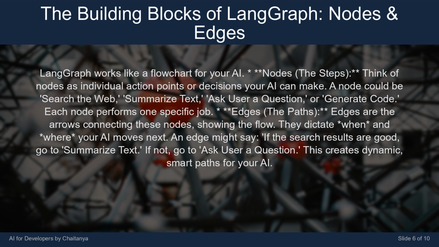Edges: the paths. Edges are the arrows connecting these nodes, showing the flow. They dictate when and where your AI moves next. An edge might say, if the search results are good, go to summarize text. If not, go to ask user a question. This creates dynamic, smart paths for your AI.